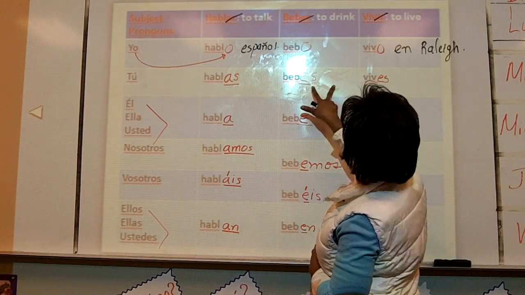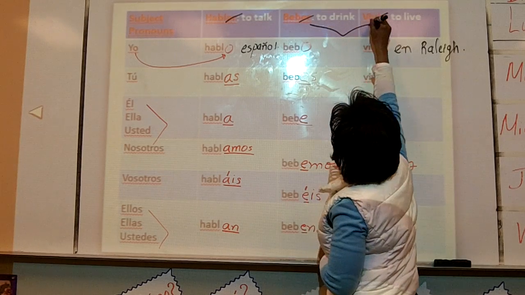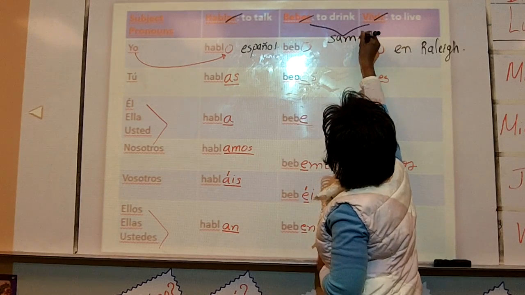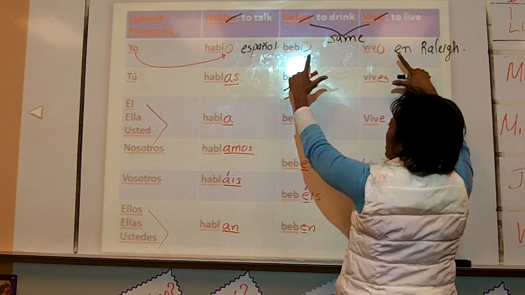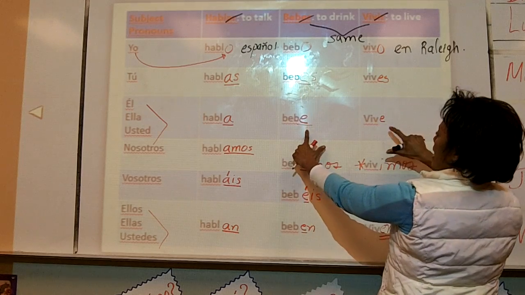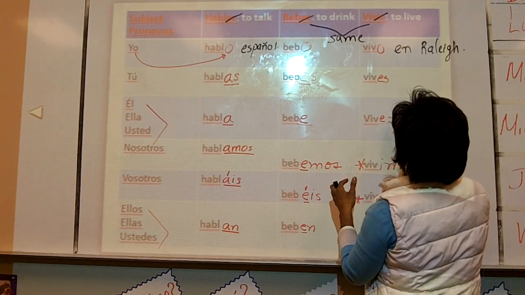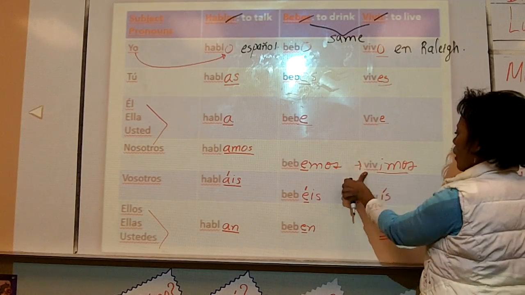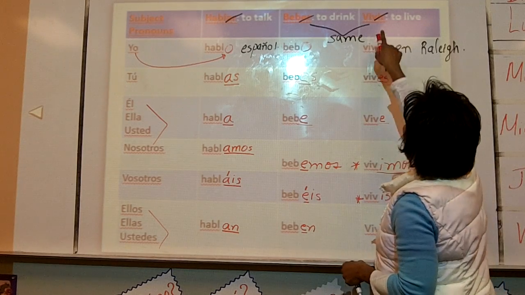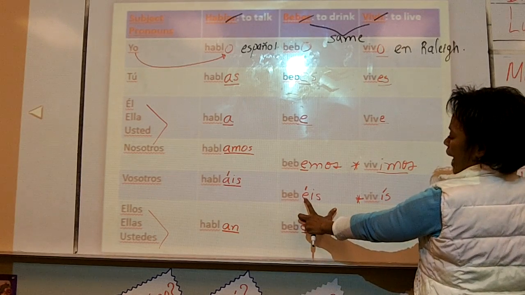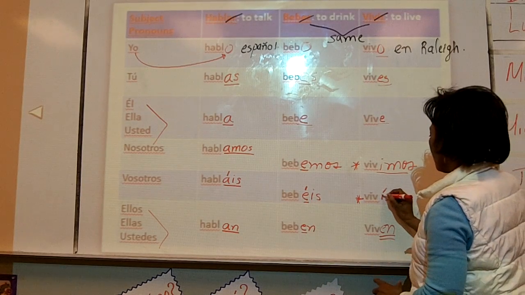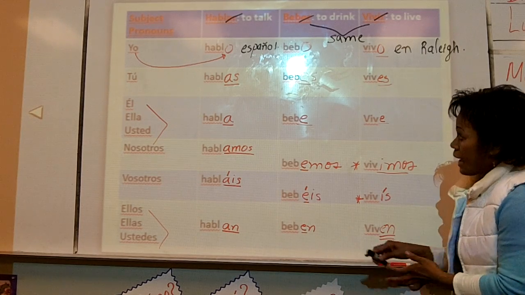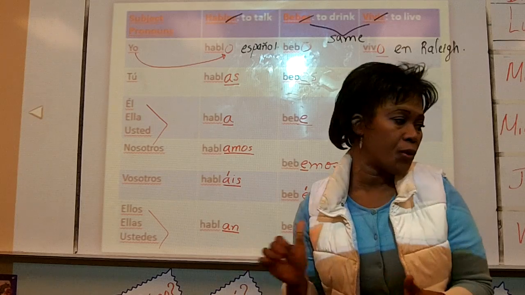The ending for these two is the same, so these two will share the same ending. Okay, so that will be O, as you can see, ES, E, EMOS, and here you're going to have an IMOS because it's an IR ending verb. Here you're going to have an EIS, here you're going to have only an IS, and here an EN and an EN. Okay, and these are your regular ending verbs.